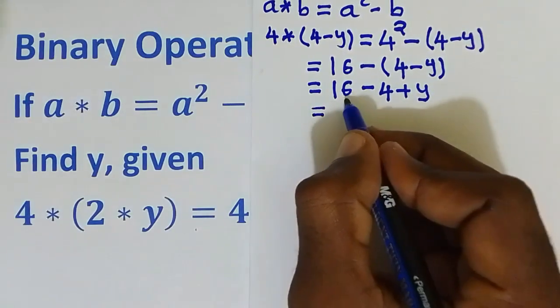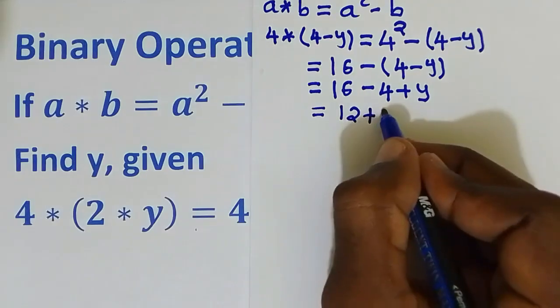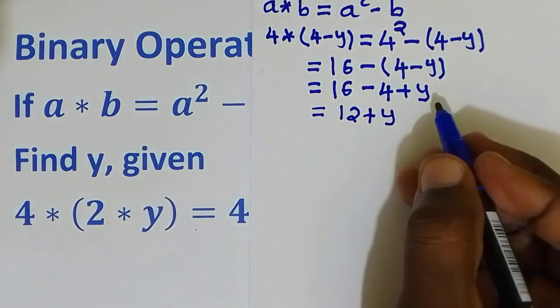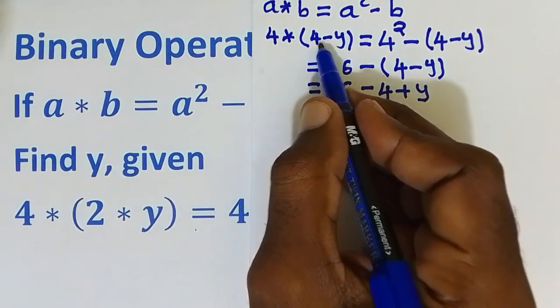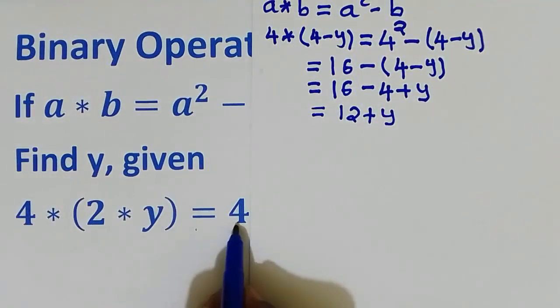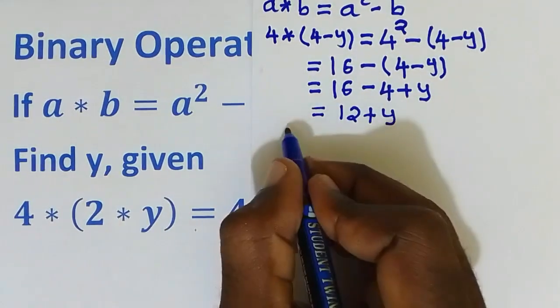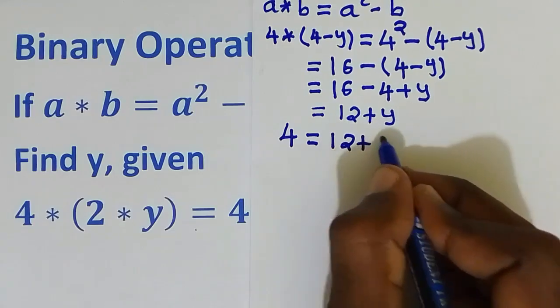This is equal to 16 minus 4. We get 12 plus y. But remember, 4 star in the bracket, 4 minus y, this value here is equal to 4. So 4 is equal to 12 plus y.